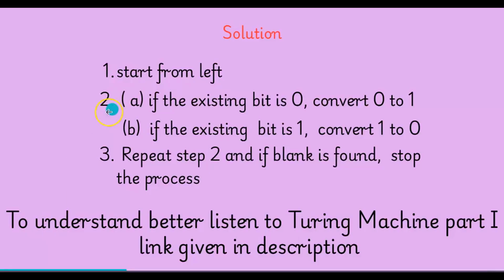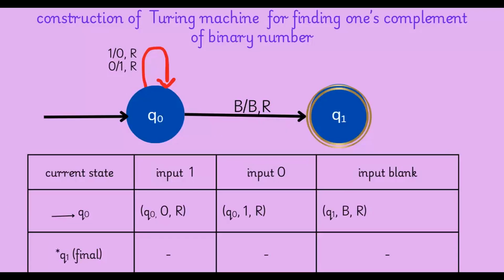The first step is start from the left. Second, if the existing bit is 0, convert 0 to 1, or if the existing bit is 1, convert 1 to 0. Repeat this step 2 until a blank symbol is found. If blank is found, stop the process. Let us see the construction of Turing machine for finding one's complement of binary number.